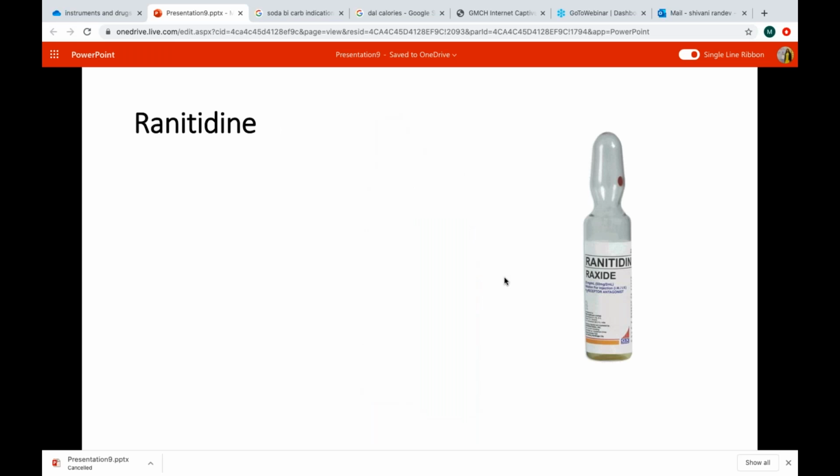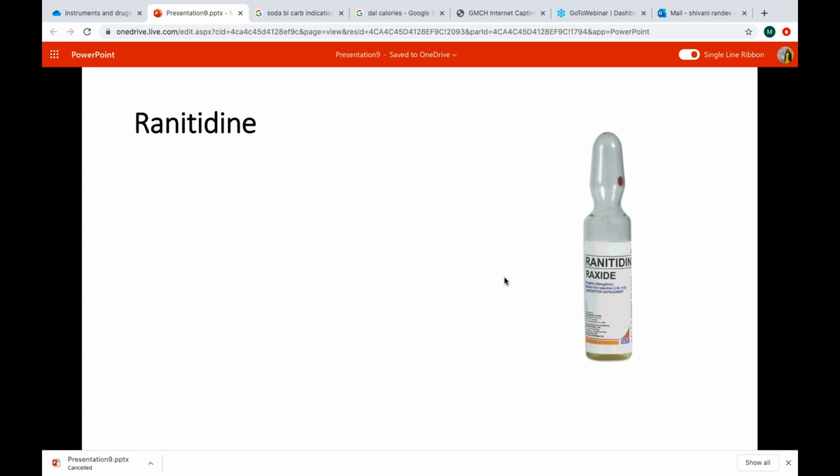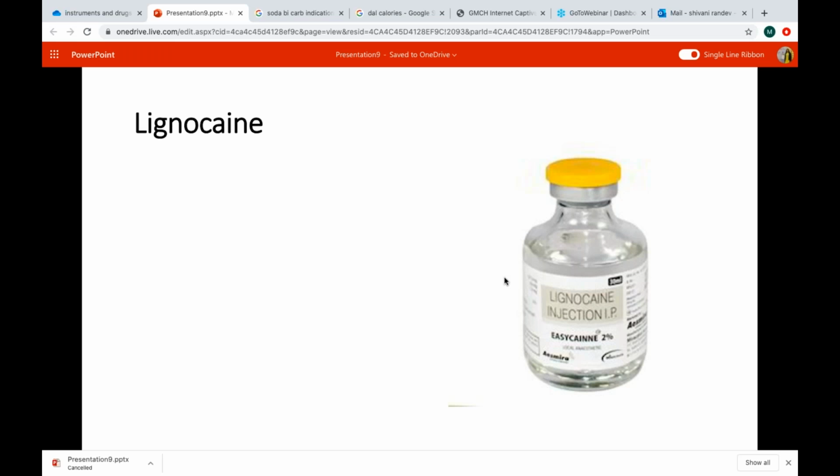Then ranitidine, an H2 receptor blocker, which is used for acute gastritis or peptic ulcers or stress ulcers in a sick child. Lignocaine is used for local anesthesia. But one side effect of lignocaine is cardiac arrhythmias. So you have to make sure that you have not punctured a blood vessel and it is infiltrated locally into the tissues. You must know the maximum dose of lignocaine given to any patient. It is around 8 mg per kg, and exceeding that can lead to systemic absorption and cardiac effects.